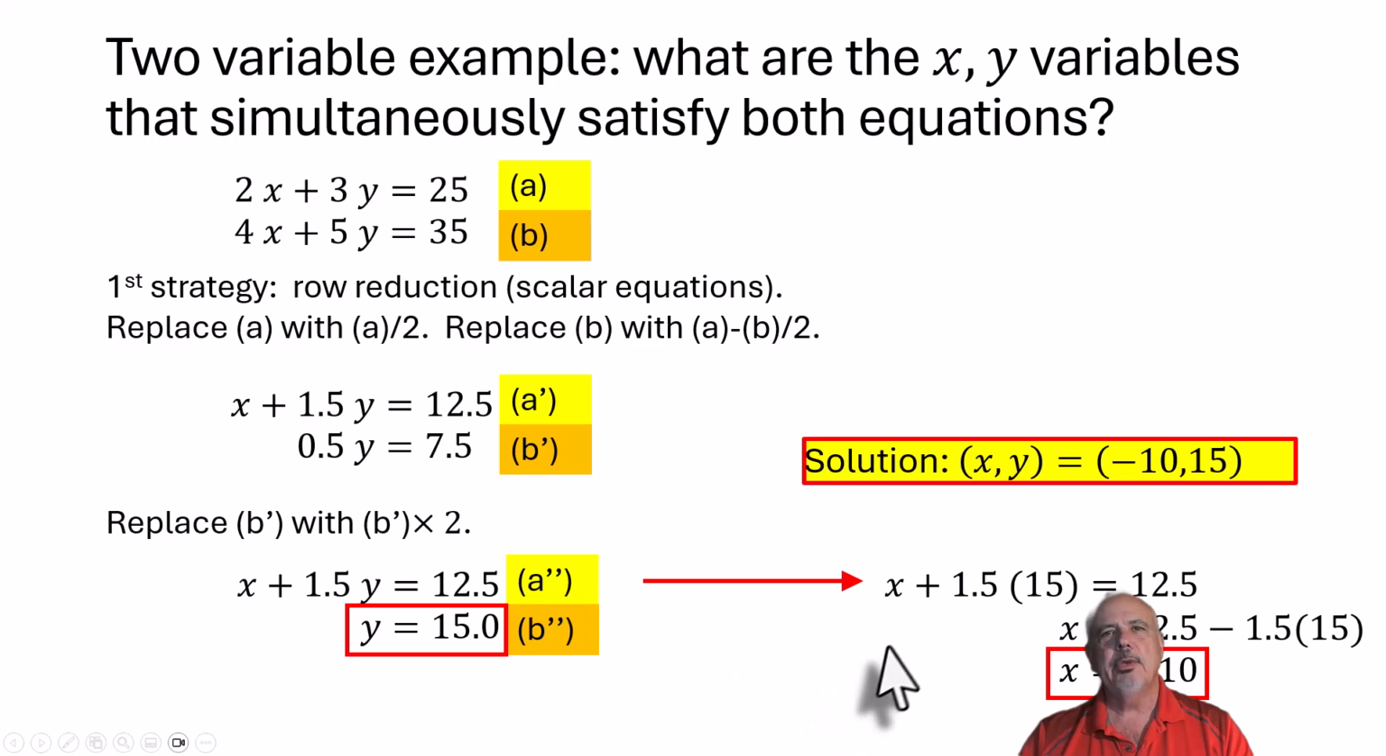And if we know y, then we can substitute y into the a double prime equation. When we do that, we end up with x plus 1.5 times 15 equals 12.5. Then you can solve for x, and x is minus 10. So we end up with the solution of minus 10 and 15 by a process really of elimination. This is a very typical way that we can do this, and it's sort of the basis of what we're going to talk about today: what are allowable row operations, and what would be a strategy to implement a Gaussian elimination strategy.